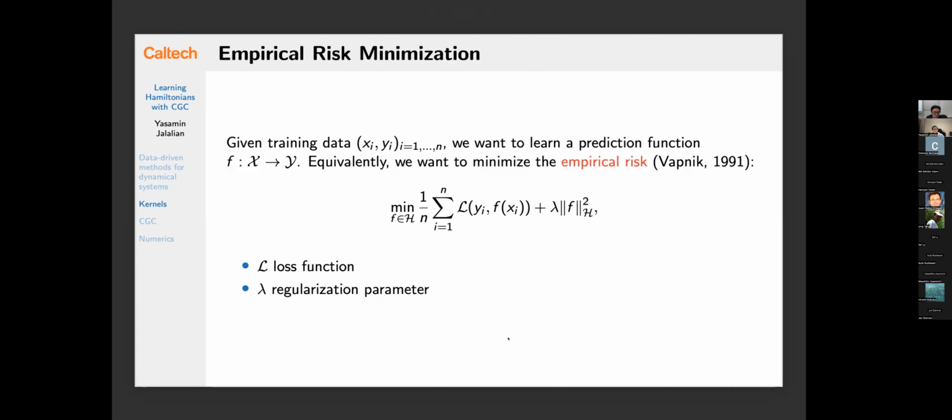Okay, now I'm going to state why we needed all this theory. What we are considering in practice is that we have a training data set and we want to learn a prediction function F mapping from a set X to Y. This could be the Hamiltonian, for example, in our case. Equivalently, we want to find the minimizer of the following empirical risk, where L is a loss function and lambda is the regularization parameter.